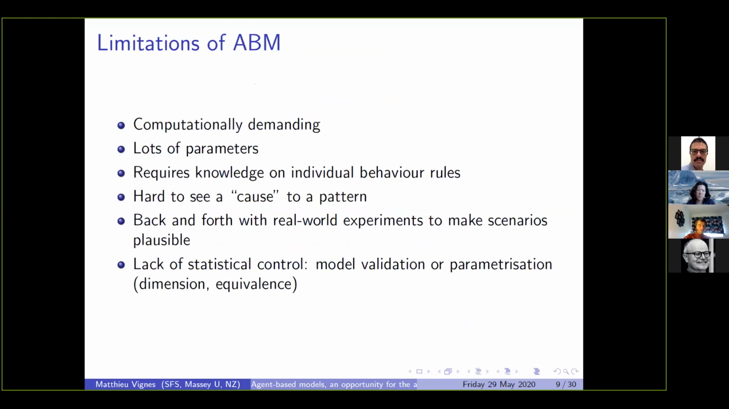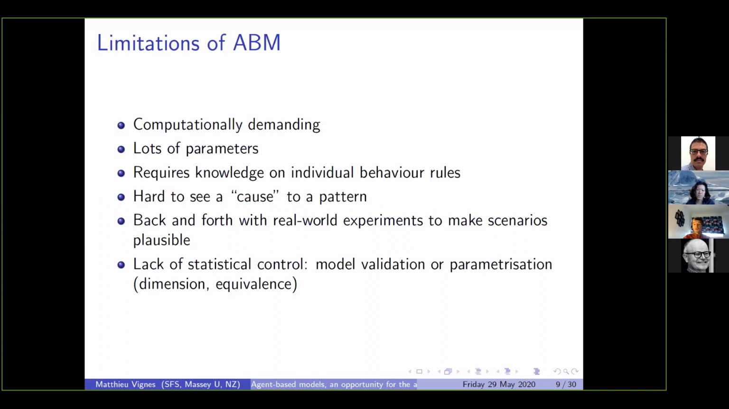So very quickly, limitations. We've talked about the computational limitations. Lots of parameters, so that was an issue for me. I ended up with a list of, with the ants, 5 or 6 parameters. I had no clue how to set them. So I read a lot about that. With the epidemics modeling, I had much more than that.